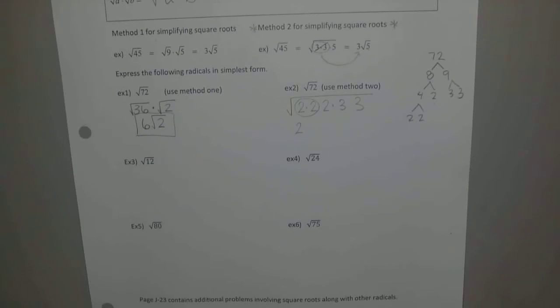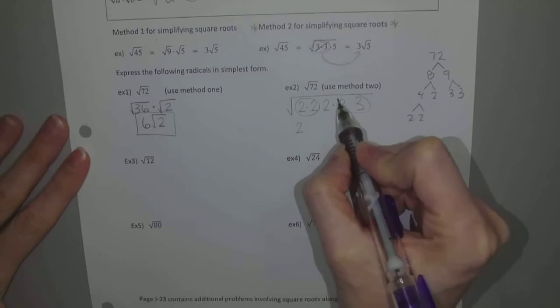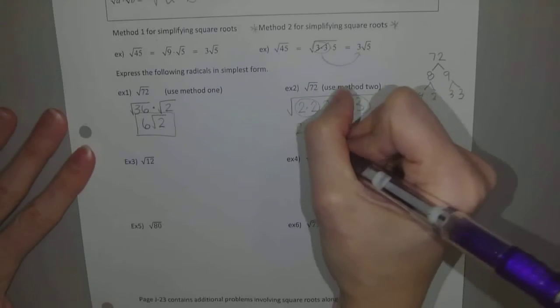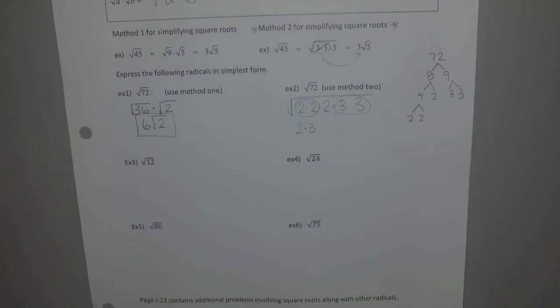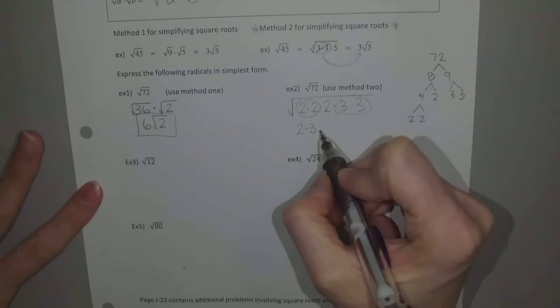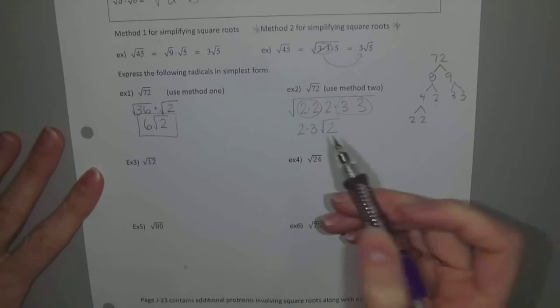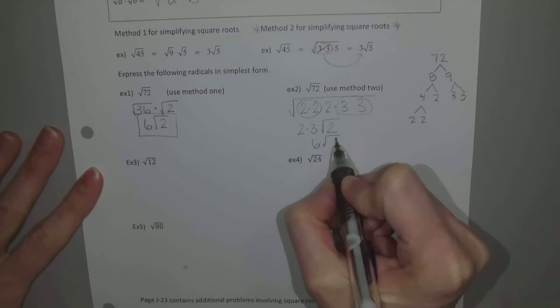What else do you see a pair of? 3s, right? So really this pair of 3s is 9, but what's the square root of 9? 3. So who can come out? The 3. And as they come out, we're going to multiply them. Who's left on the inside of that radical? The 2. So he'll just stay under that radical. So what we have is exactly what we found in example 1. What's 2 times 3? 6 root 2.